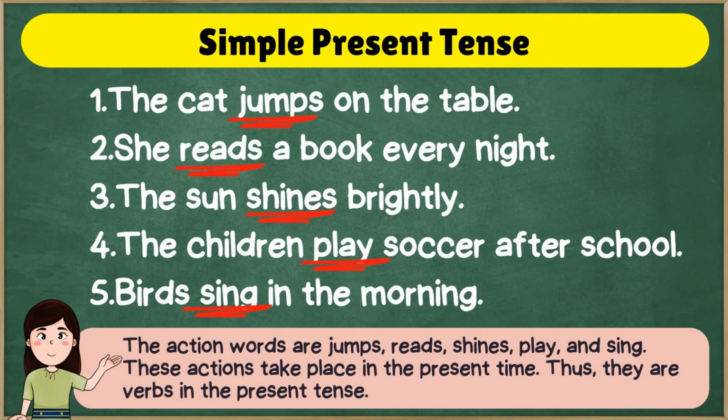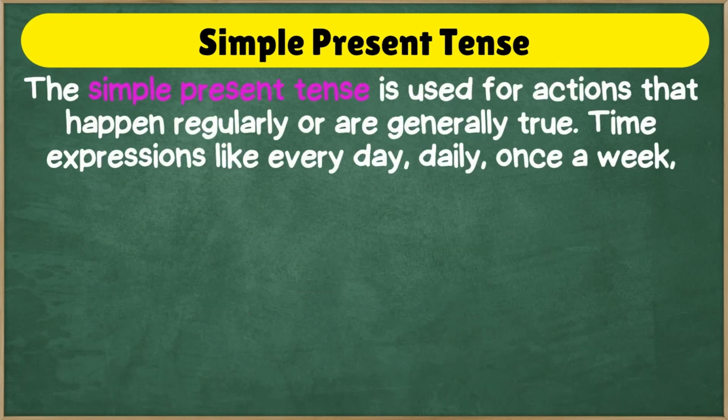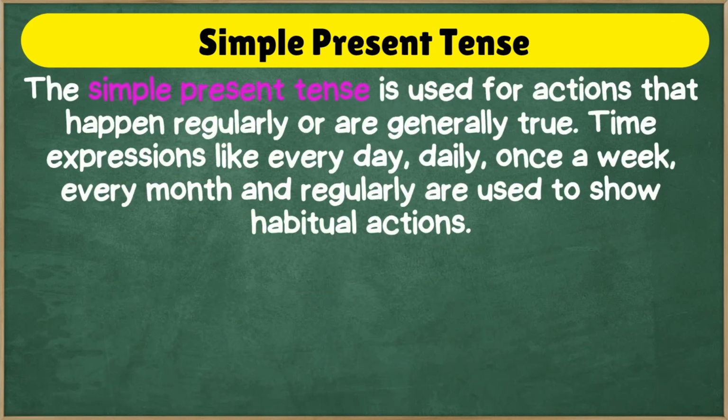These actions take place in the present time. Thus, they are verbs in the present tense. The simple present tense is used for actions that happen regularly or are generally true. Time expressions like every day, daily, once a week, every month, and regularly are used to show habitual actions.